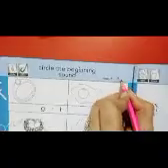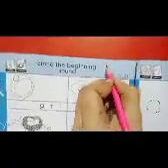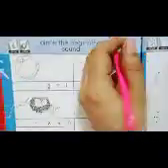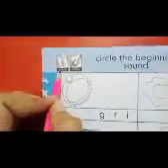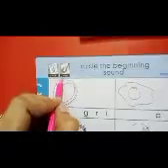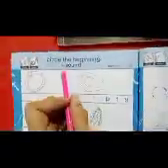Page number 80. Today's date is 5 May 2021. This is your homework. Now look at the icon. Circle, color. Circle, color. Circle the beginning sound. We have already done two pages.